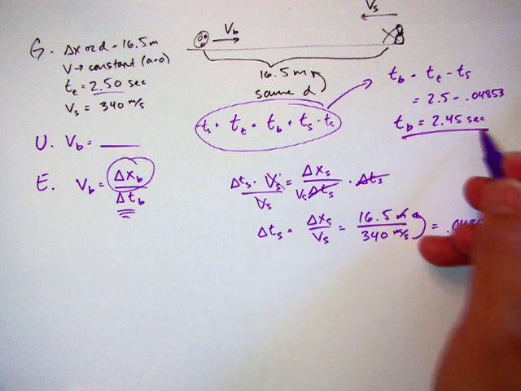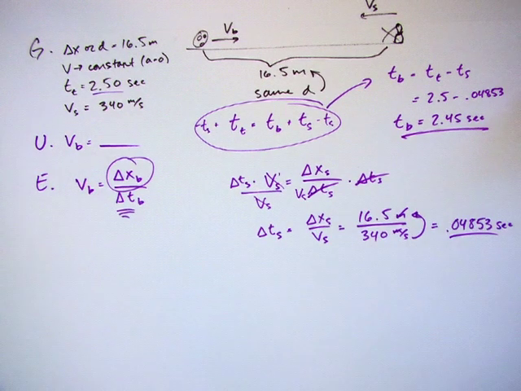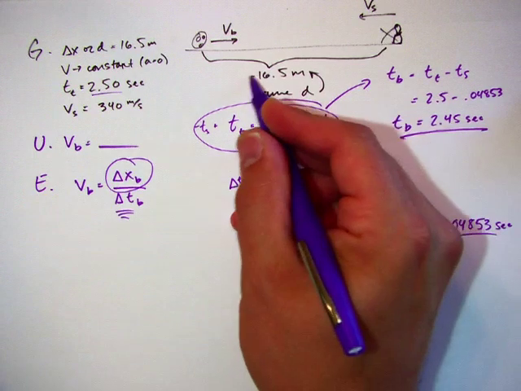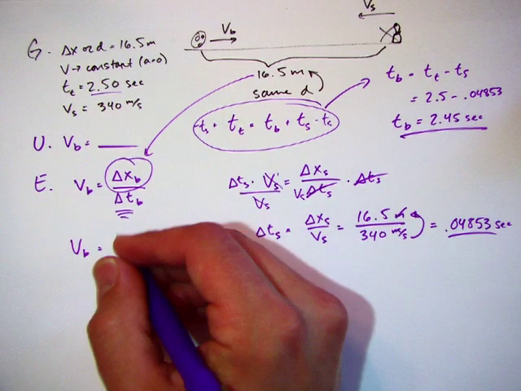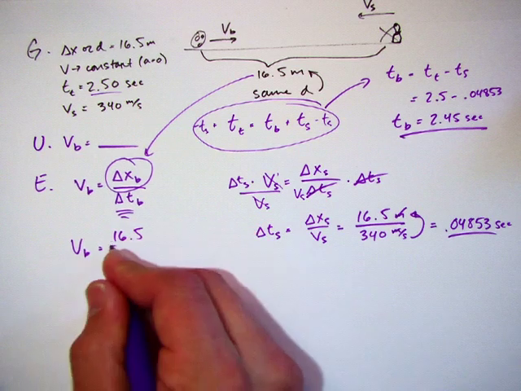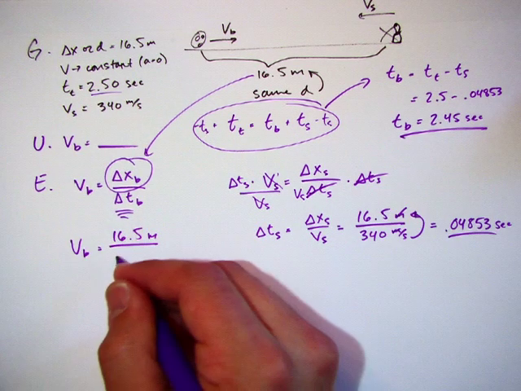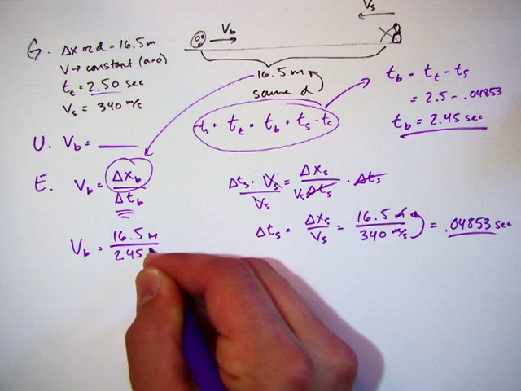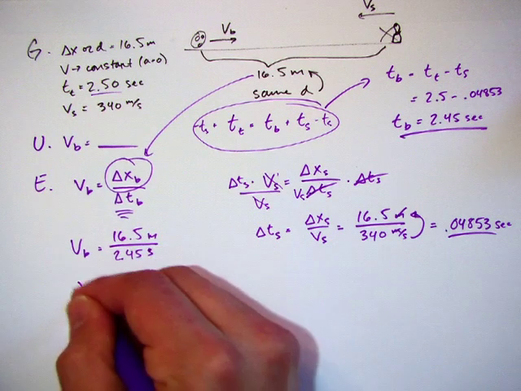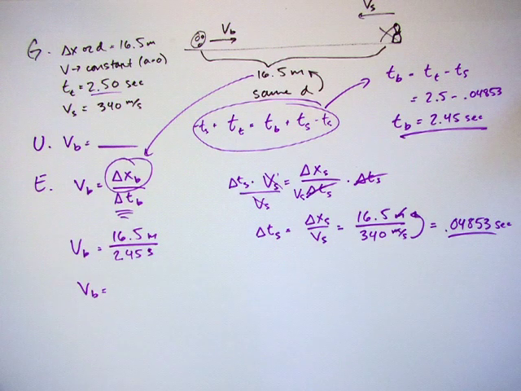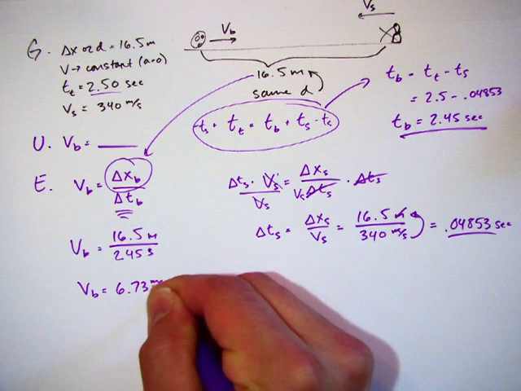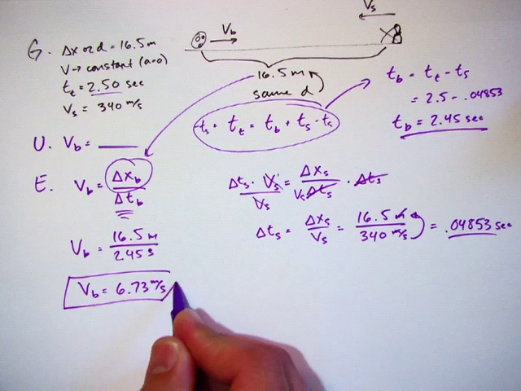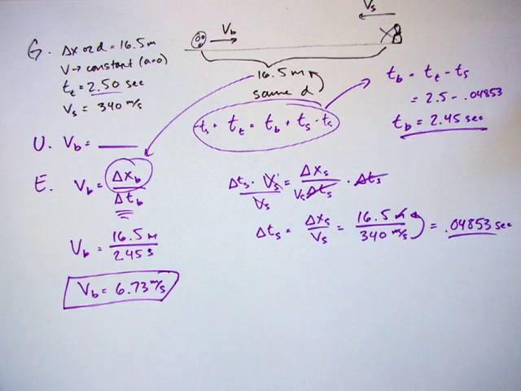seconds. All right. Now I have all the information I need to find the speed of the ball, or the velocity of the ball, because I have the distance it travels. Now I have the time. So my final step here is to substitute in the distance the ball travels, 16.5 meters, divided by the time it takes, 2.5 seconds, meters over seconds, and I get a final answer that the ball is traveling at 6.73 meters per second.